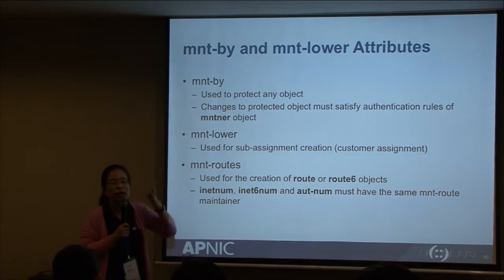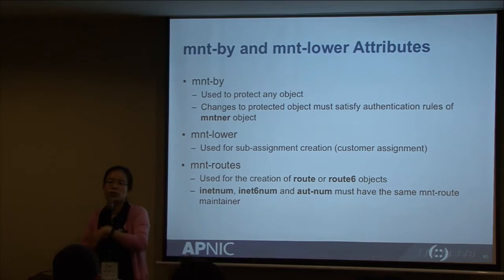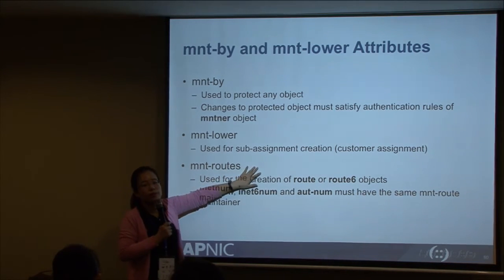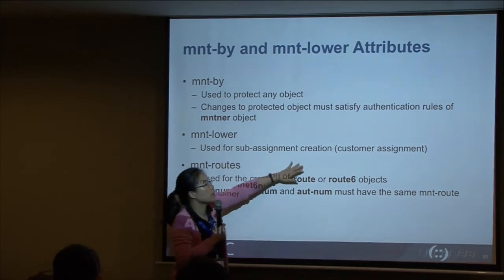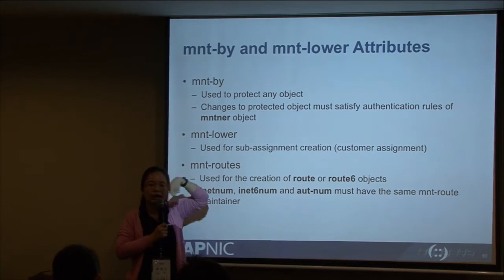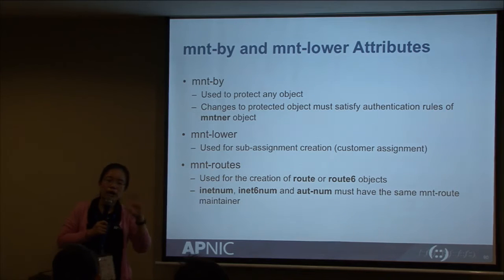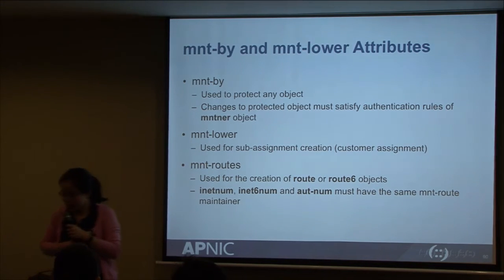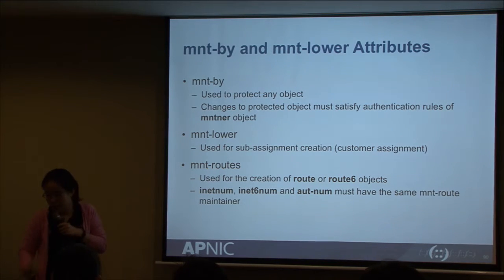So how do we guarantee that another person cannot create route objects for you? We use the maintainer under the maintained routes. Only the person who has the maintainer of this one can create the route object under this block. So this is some kind of security path to protect our Whois database from being changed by an unauthorized person.